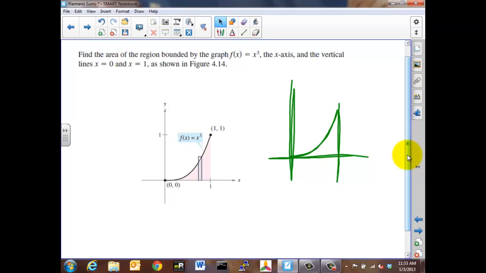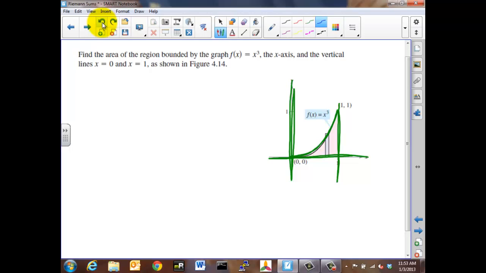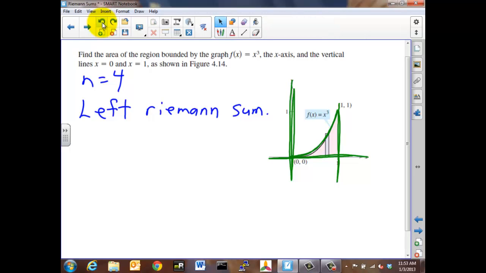So, how are we going to do this? I did not tell you in this problem how many rectangles. I'm going to tell you n equals 4. I want you to do a left Riemann sum. That's the number of rectangles, yes. And again, that's just the way you'd expect to see it written. N equals 4, find a left Riemann sum. Go. Give you the opportunity to see what you can come up with there.